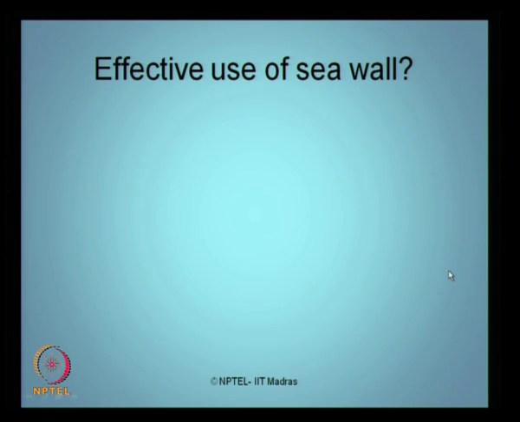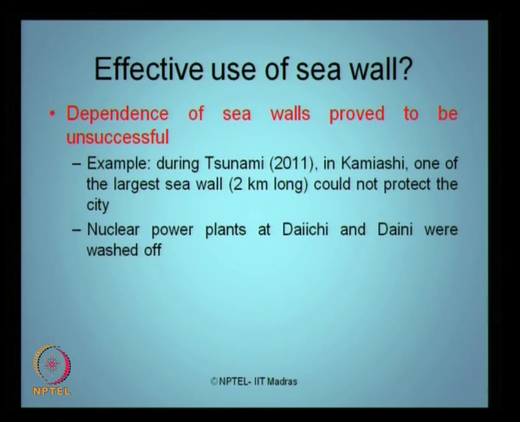Let us ask ourselves a question: what are the effective uses of a sea wall which has been constructed after a huge investment made in different countries? The dependence on sea walls has proved to be unsuccessful. I can quote an example from the tsunami of 2011 in Kamaishi, where one of the largest sea walls constructed, about 2 km long in Japan, could not protect the city. There were 2 nuclear power plants at Daiichi and Daini which were completely washed off, which were otherwise meant to be protected by this largest sea wall constructed on the Japanese coast.